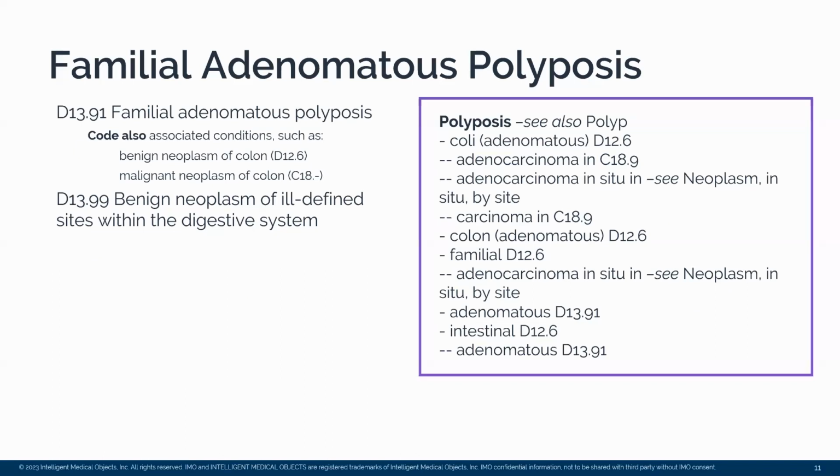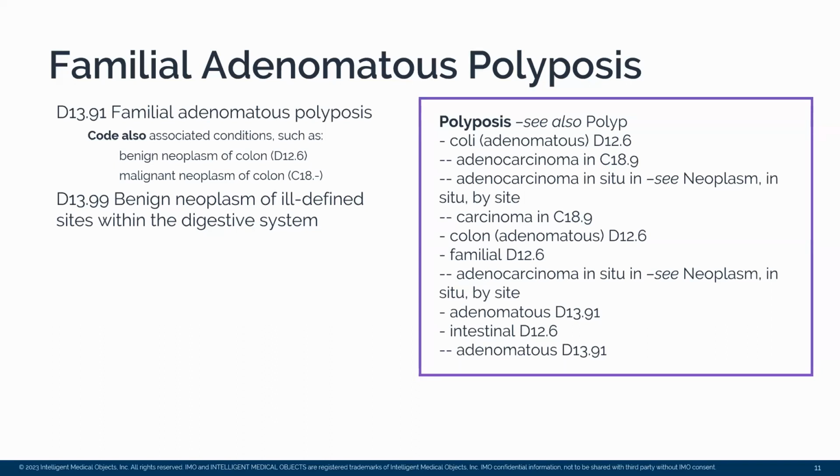Familial adenomatous polyposis. This is an inherited disorder that predisposes one to colon cancer, and there's also a development of a large number of colon polyps. There's 3 types of FAP: classic, attenuated, and autosomal recessive. The classic and attenuated types are caused by mutations in the APC gene, while the autosomal recessive type is caused by a mutation in the MUTYH gene.